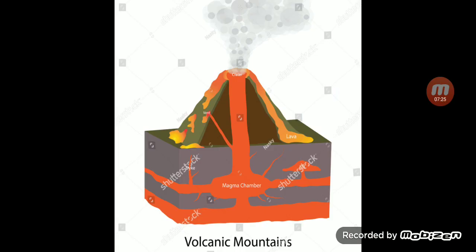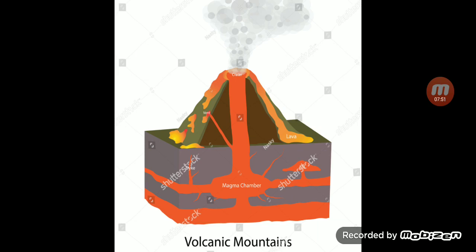Volcanic mountains. The formation of volcanic mountains is associated with the volcanic activity. When a volcano erupts, lava is thrown out with a great force. This lava accumulates around the vent of the volcano and forms a tall cone-shaped mountain known as the volcanic mountains.